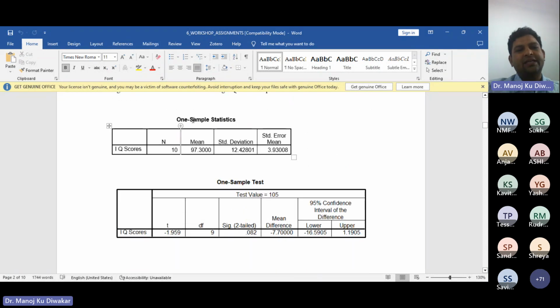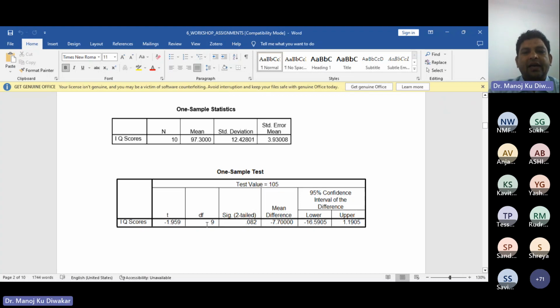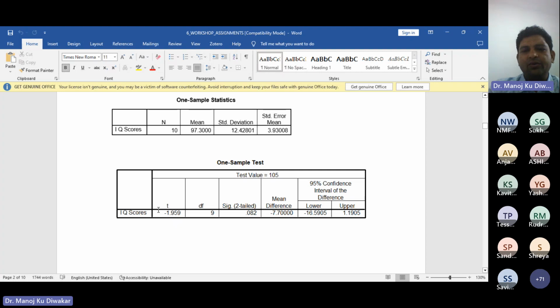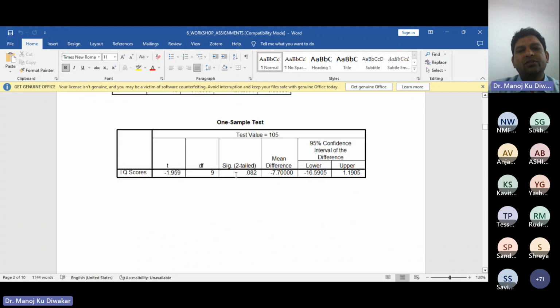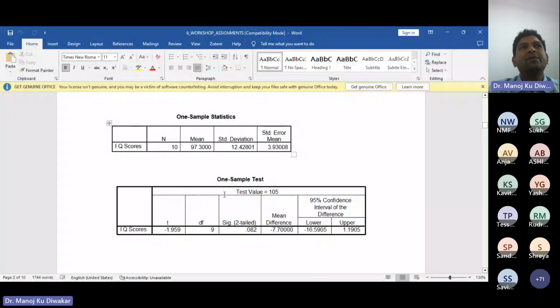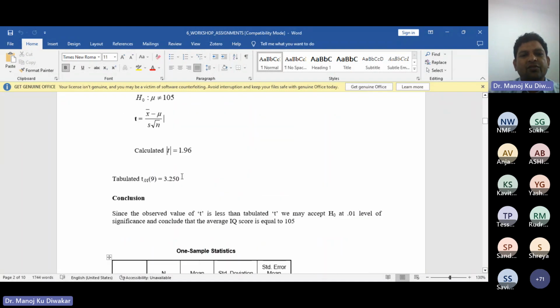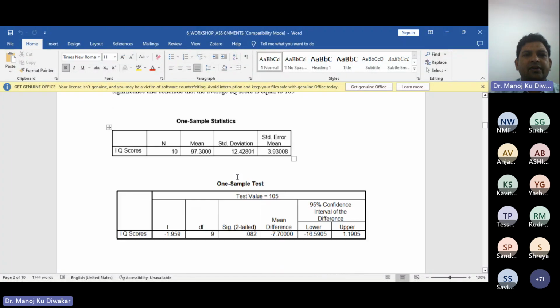And if you are doing this exercise in SPSS, you will get this kind of output. From here you can see this is your t value and this is your p value, and you can make the decision based on this p value. It is greater than 0.05, so you accept H naught. Okay, so you can see it both ways, from the SPSS output as well as from your manual outcome. So this is the one sample t-test.